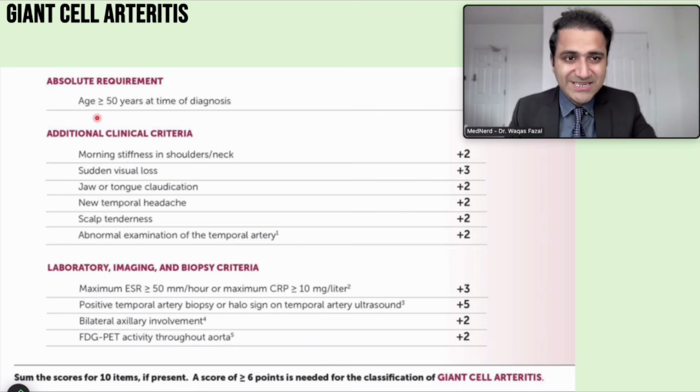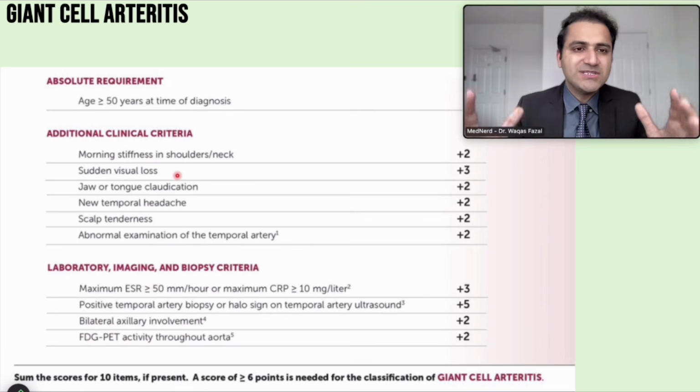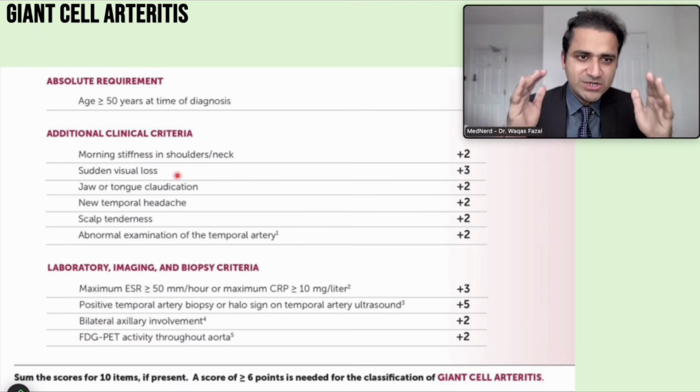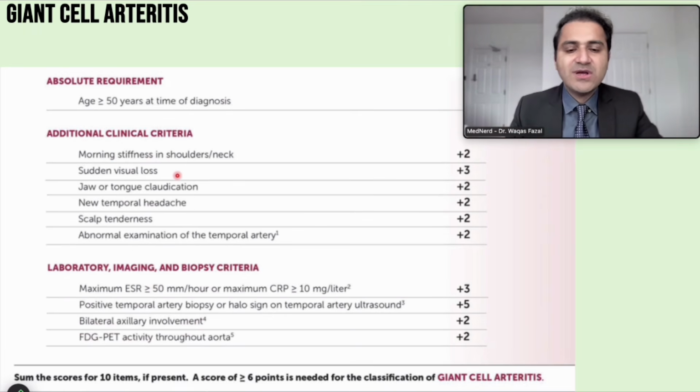Age must be greater than 50 at the time of diagnosis. It's a disease of old patients. Morning stiffness, sudden visual loss, jaw or tongue claudication, new temporal headache, scalp tenderness, abnormal examination of the artery, maximum ESR greater than 50, maximum CRP, positive temporal artery biopsy, bilateral axillary involvement, PET scan showing activity throughout the aorta. So these are certain points that you can add up if you find them in a patient, and you make the diagnosis of giant cell arteritis.